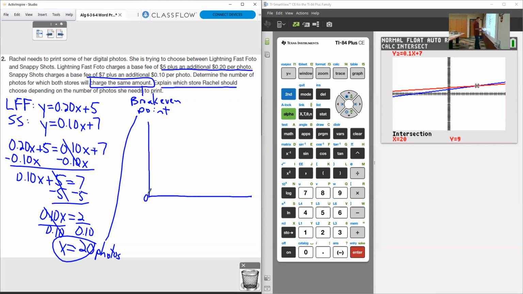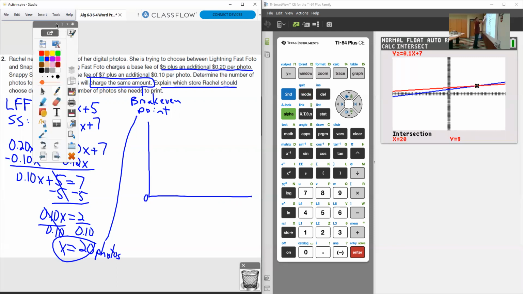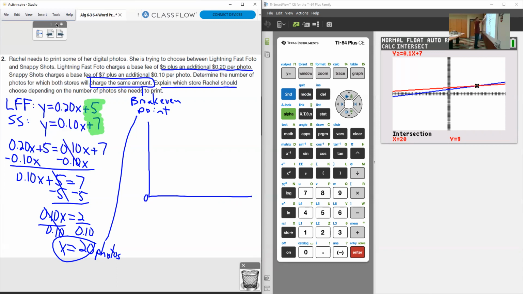We have 0 here. Now, these two numbers, right? These two numbers are your y-intercepts, right? That's where the line crosses the y-axis. We just know that because in a normal line, that's your y-intercept. So we're going to have one y-intercept at 5, one y-intercept at 7. Notice where my break-even point is. My break-even point is at 9. So I'm going to put a 9 here as well.